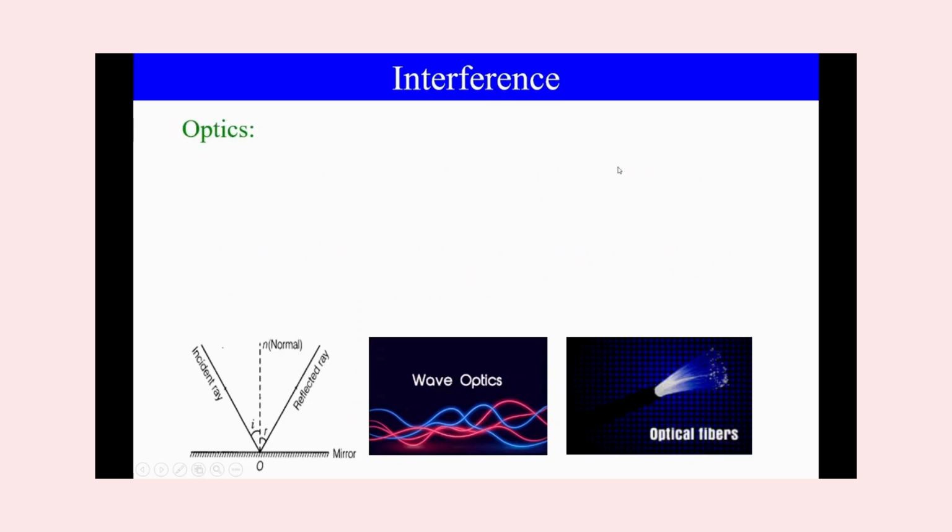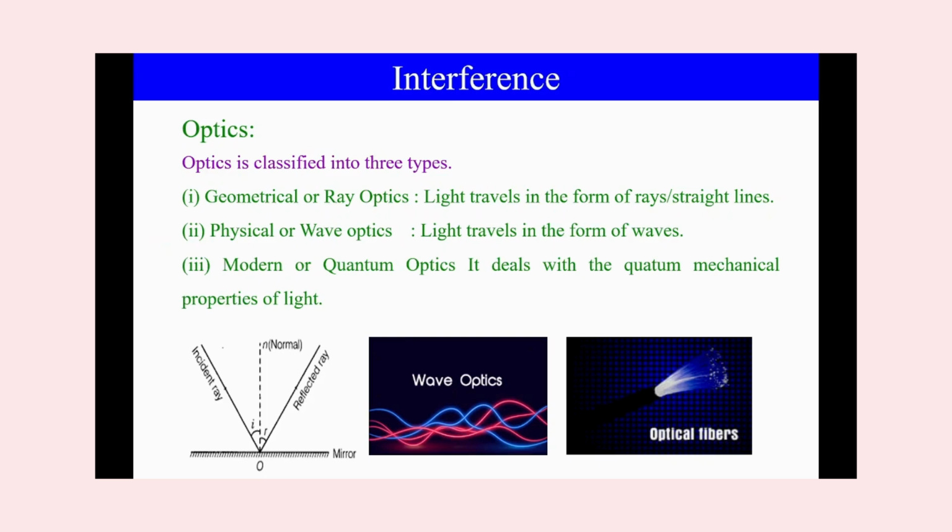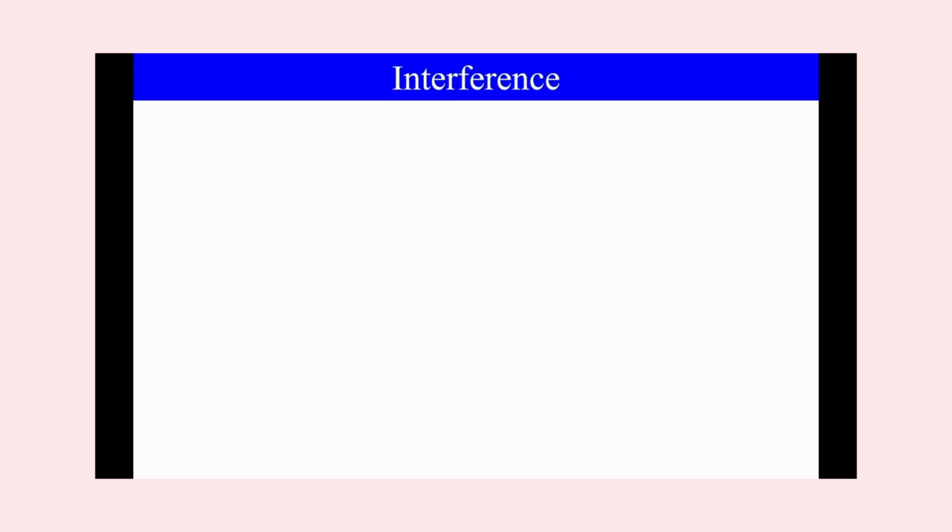Now, optics is basically classified into 3 categories. The first one is called geometrical optics or ray optics. The second one is physical optics or wave optics. The third one is modern optics or quantum optics. Now we will discuss these 3 types of optics one by one.